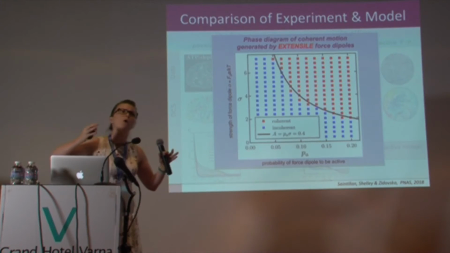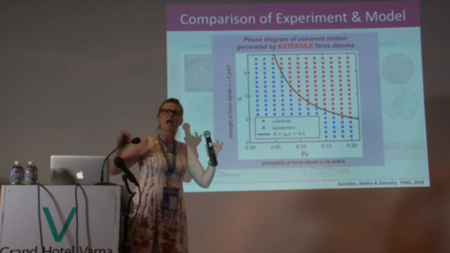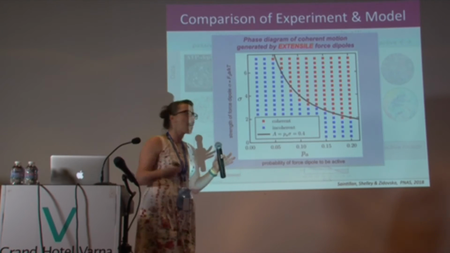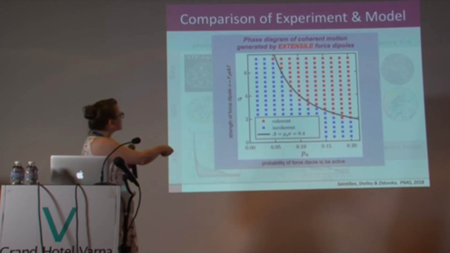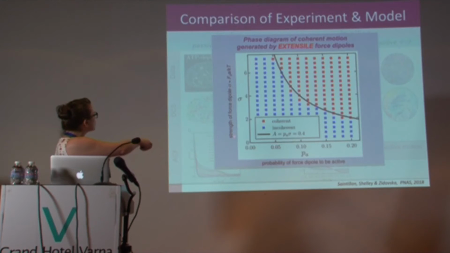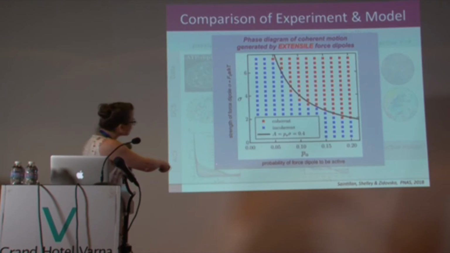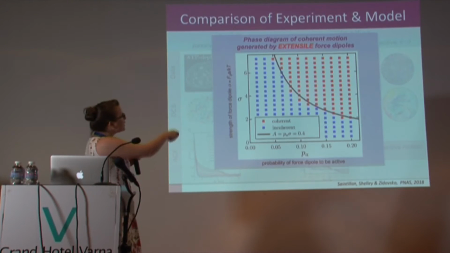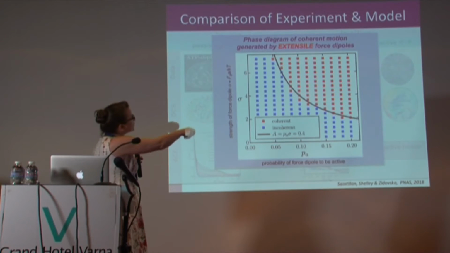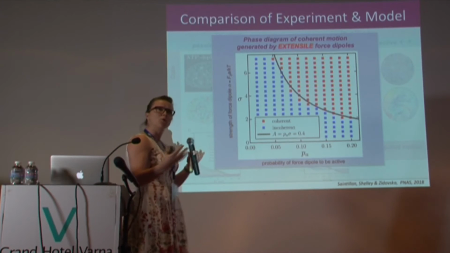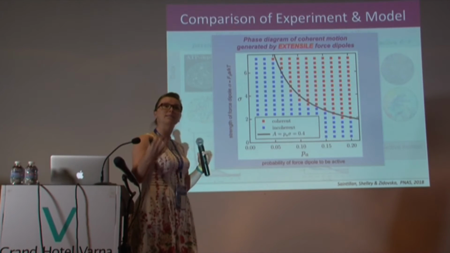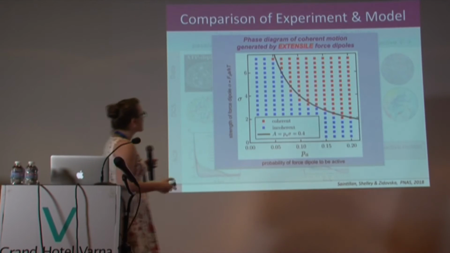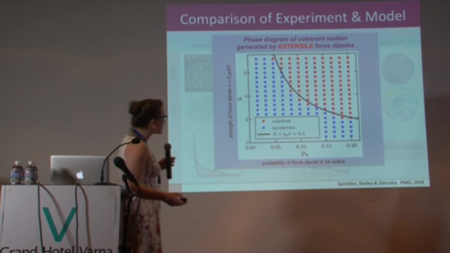What is the ratio? How many of the dipoles do you need? How strong do they need to be? And what this shows you is a phase diagram, which shows the strength of a force dipole versus the number of the dipoles acting. And you find that there is a beautiful boundary. This is the region of coherent motion. So a few very strong ones can achieve the same effect as many weak ones.